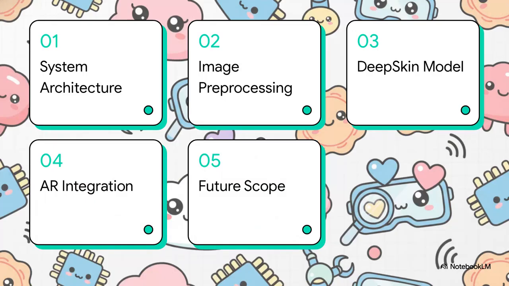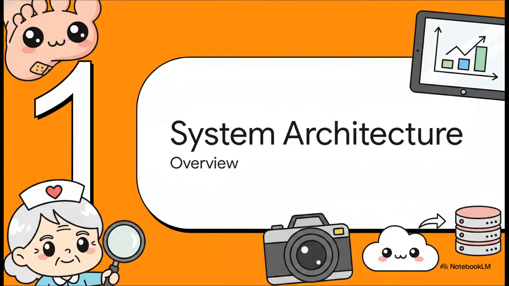Here is our technical roadmap for today. We'll start with the system architecture, move into image pre-processing, explore the UNet DeepSkin AI model, look at the AR visualizer, and then wrap things up with enterprise integration. All right, kicking things off with Section 1, System Architecture Overview.